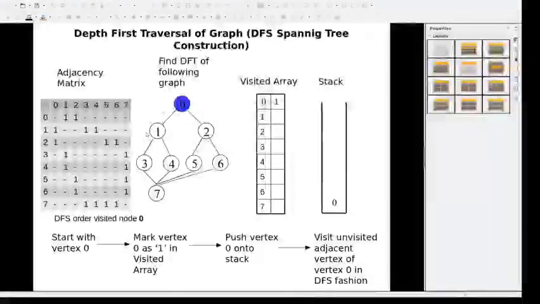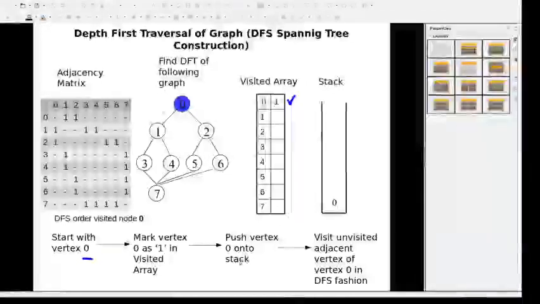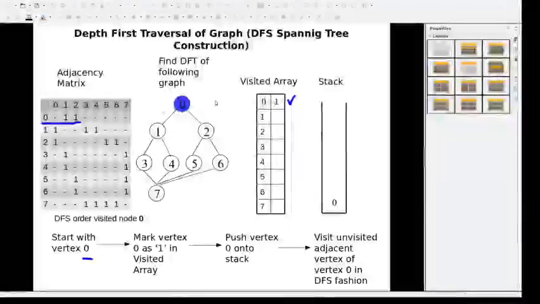Here I will start with vertex 0, as we have already stated. I will mark this vertex 0 as 1 in the visited array, which we have done. Then I will push vertex 0 onto the stack, and then I will visit the unvisited adjacent vertices of vertex 0 in DFS fashion. How will you come to know which are the adjacent vertices of 0? Either by looking at the graph, or by finding the adjacency matrix. If you see the adjacency matrix for 0, this row indicates that vertex 1 and vertex 2 are the adjacent vertices of vertex 0.